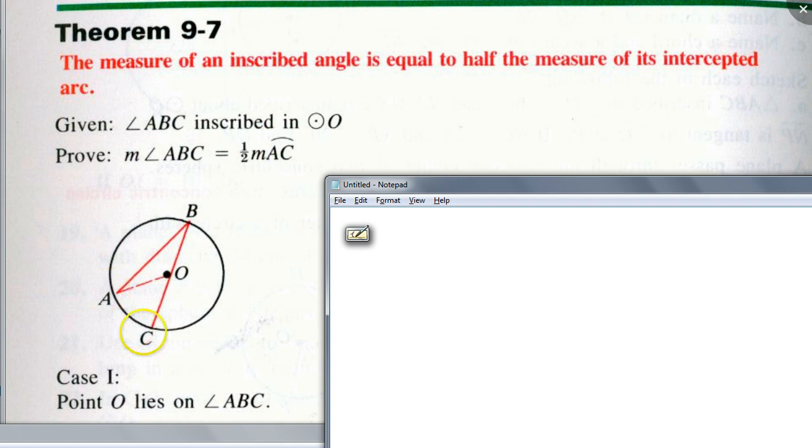What if this intercepted arc is, I don't know, 50 degrees? The inscribed angle is 25 degrees. It's half of it. If the intercepted arc is 140 degrees, what is the inscribed angle? 70, half of it. What if this measures x degrees?